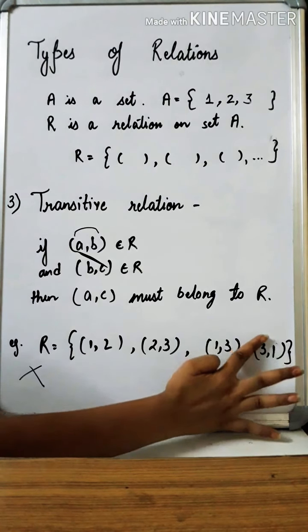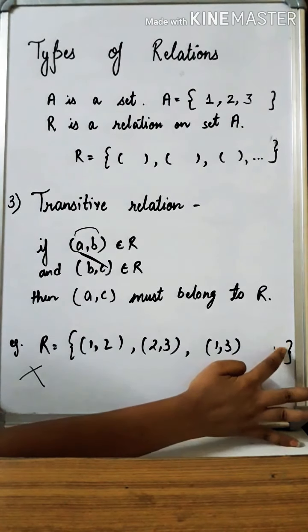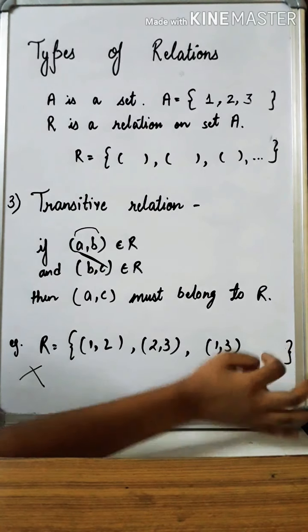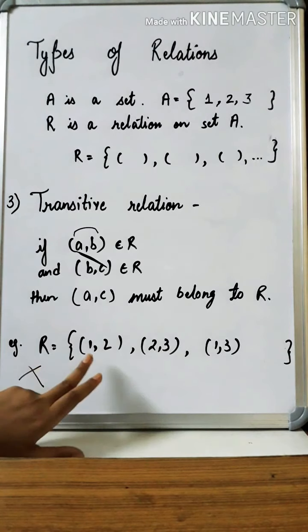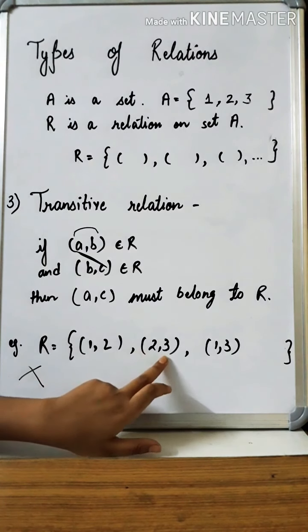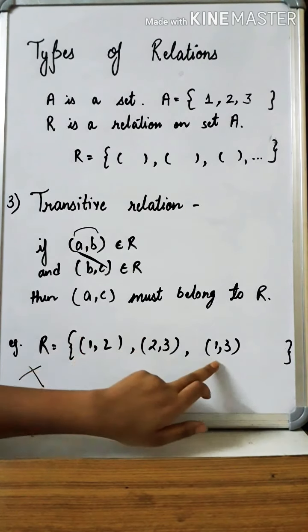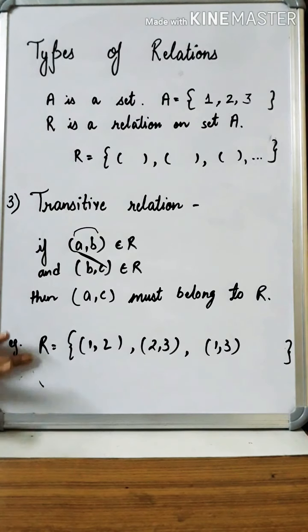But had this not been there, let us remove this. If this element was not there, then you see there are only three elements in this relation, and you see (a, b), (b, c) is there, then (a, c) is also there. So this now becomes a transitive relation.